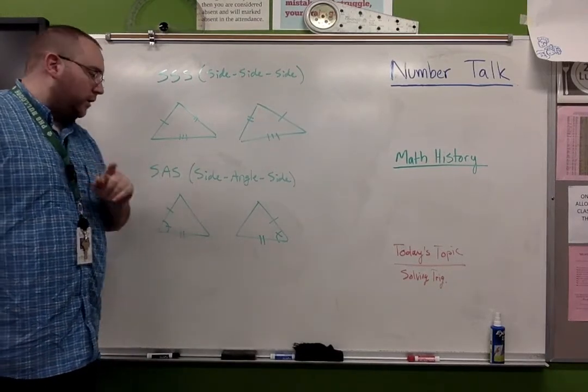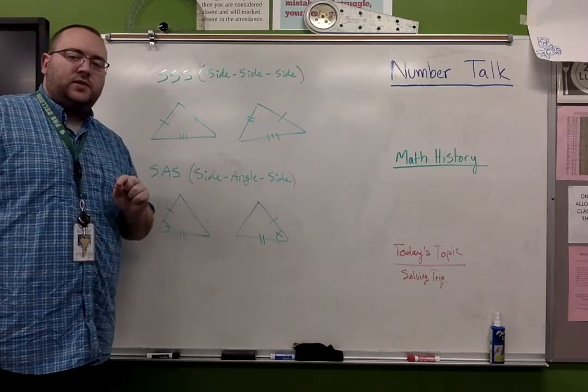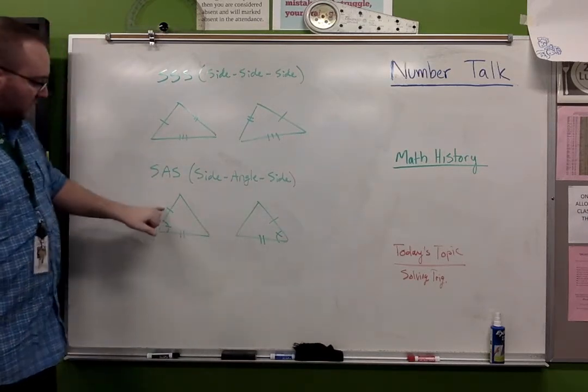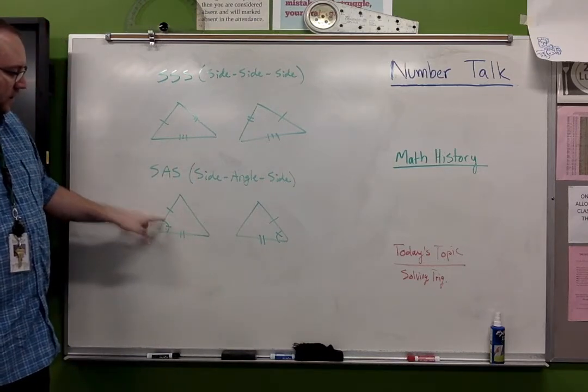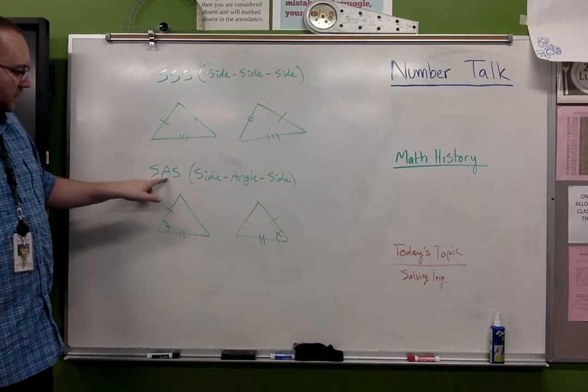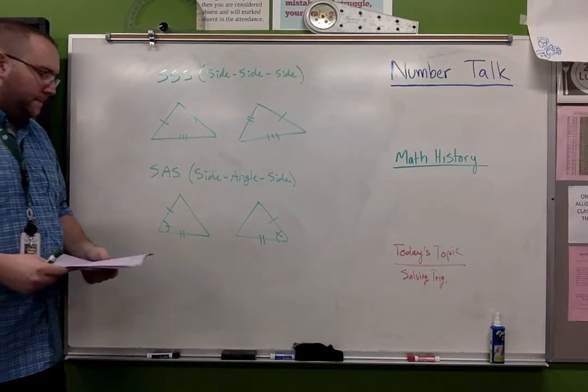It has to be in that order. It has to be side, angle, side. There has to be an angle situated in between the two congruent sides. So see, these two sides are congruent. So the only angle that would work is the angle in between them for side, angle, side. The angle is in between the two sides.